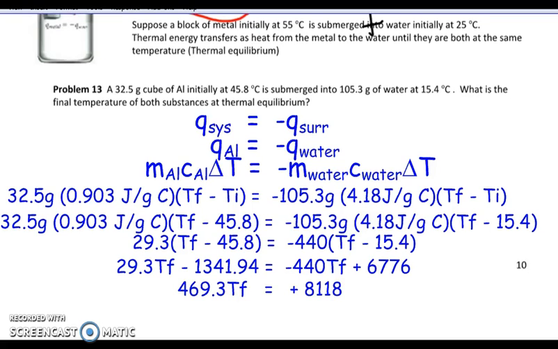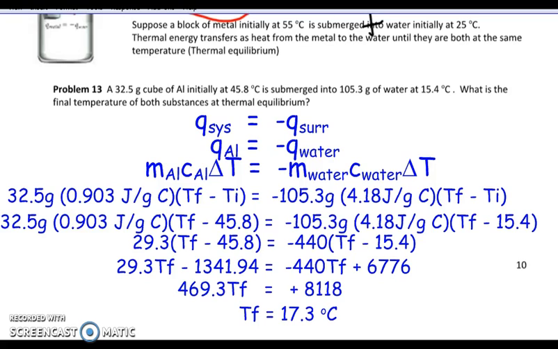And then I divide both sides by 469.3. And I got 17.3 degrees Celsius. Now, does this make sense? Yes, it does. Phew, for a minute I thought it didn't make sense. It does make sense. Why does this make sense?